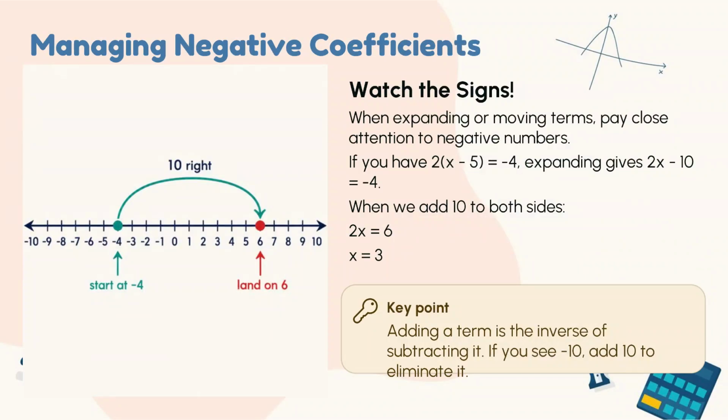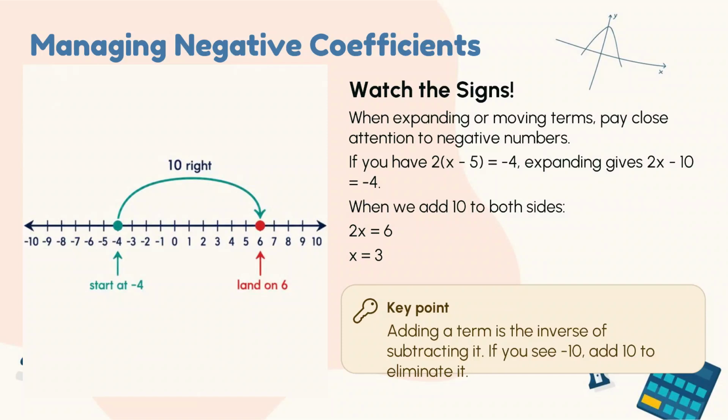Now, let's focus on negative numbers. When expanding or moving terms, signs are very important. For example, 2(x - 5) = -4. Expand the bracket first. 2 times x is 2x. 2 times negative 5 is negative 10. So we get 2x - 10 = -4.